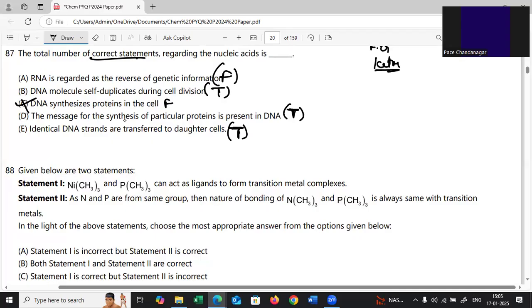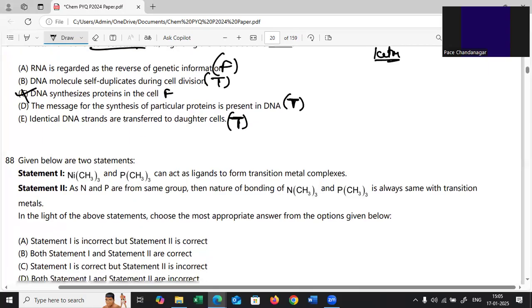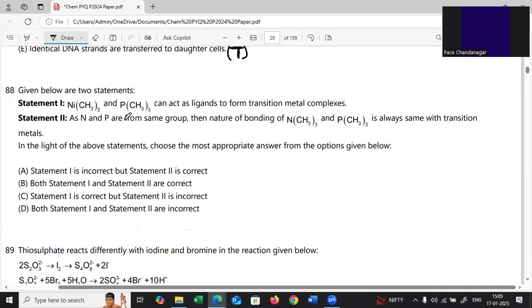NMe3 and PMe3 can act as ligands to form transition metal complexes. Is that right? They say, just check out. Yeah, NMe3 is nitrogen with 3 CH3 groups, and yes, they are both Lewis bases. Okay, Lewis bases, they can donate, definitely. They act as ligands. This is phosphorus and you're just putting CH3 groups on it.